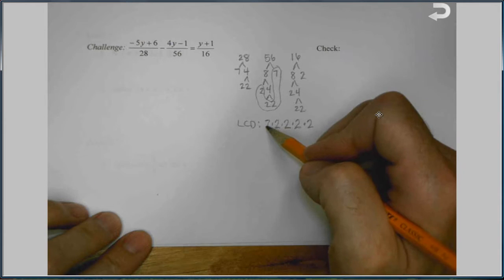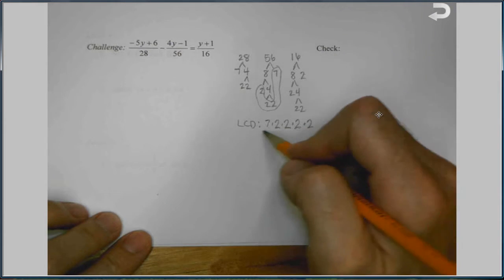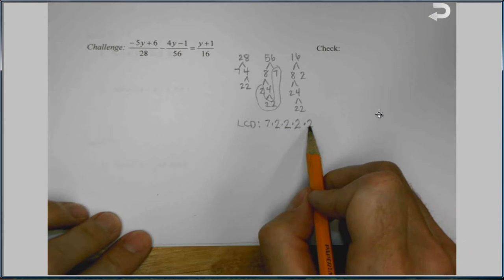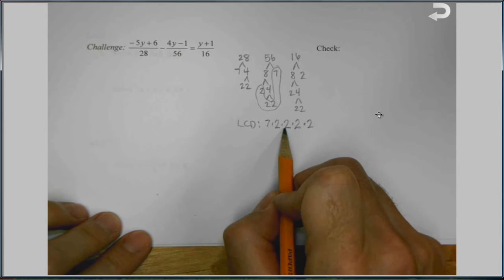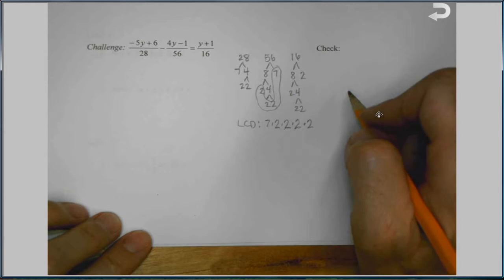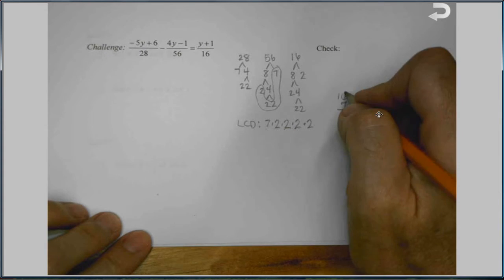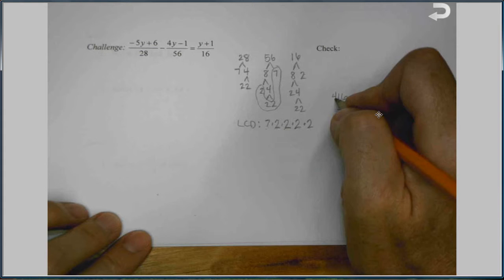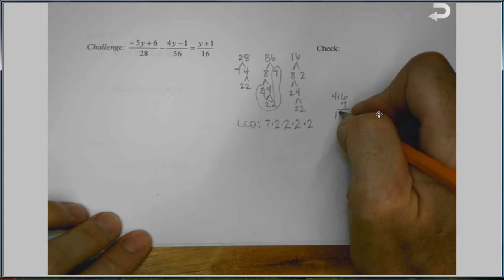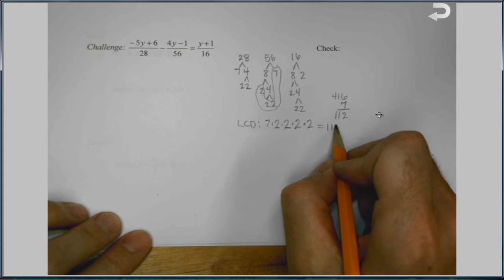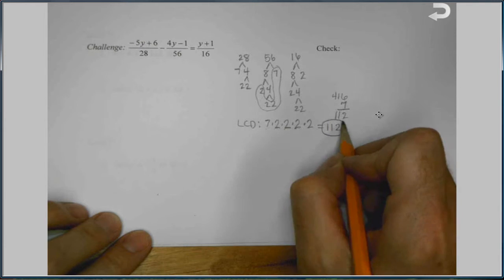And then I have my least common denominator. 2 times 2 is 4, times 2 is 8, times 2 is 16. And then I need to multiply by this 7 here. So I get 112. That's my least common denominator.